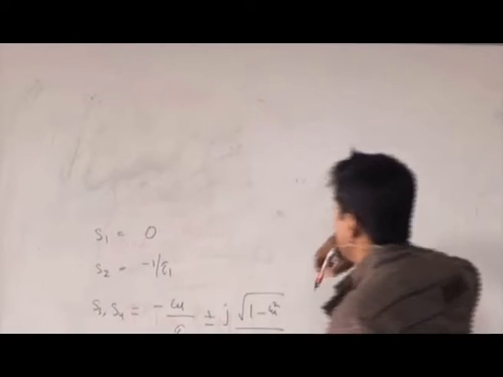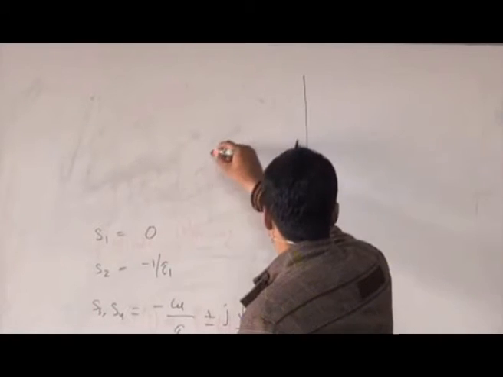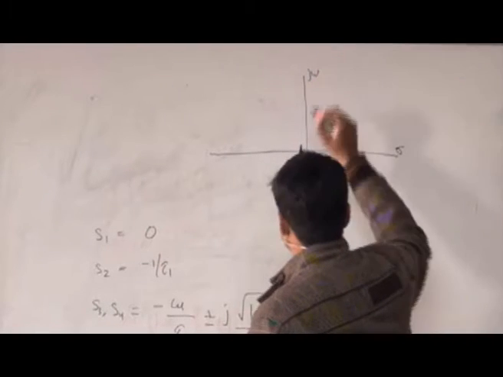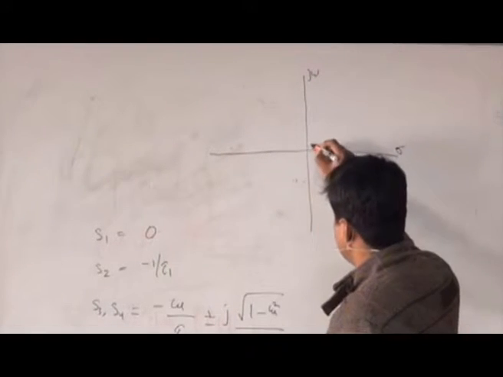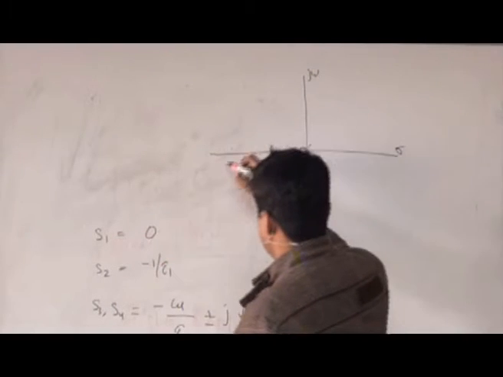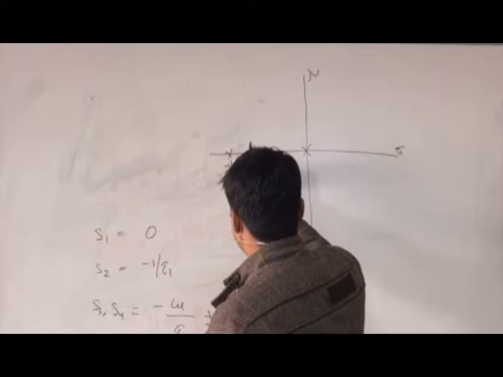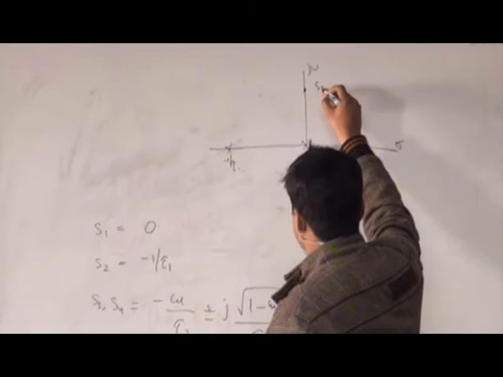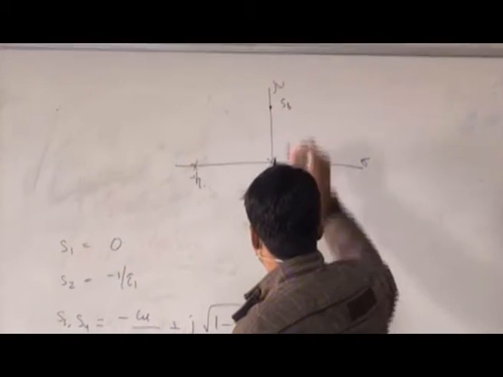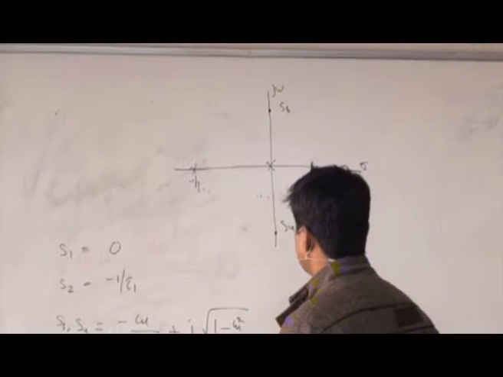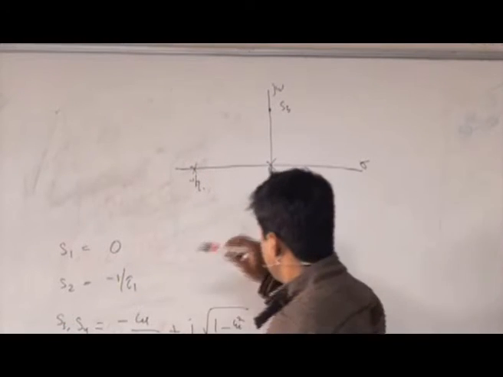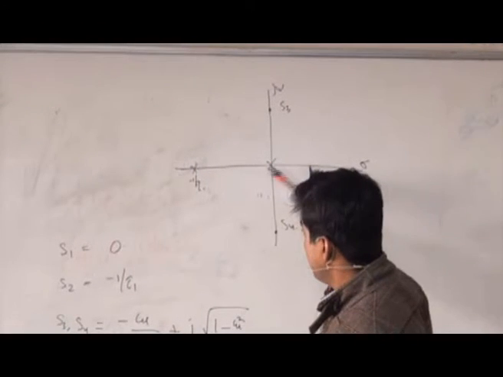So if you see the pole zero map on the real and imaginary axis, I have a pole, and the pole is represented by a cross. I have a pole at minus 1 upon tau 1, and I have a complex conjugate pair, s3 and s4. So what do you understand? First of all, what do you see here: you have one pole here and one pole here.